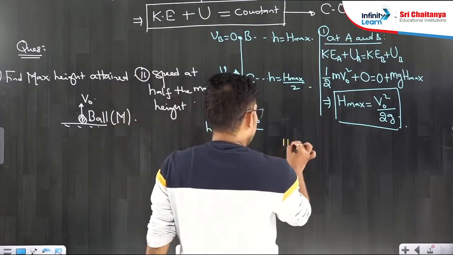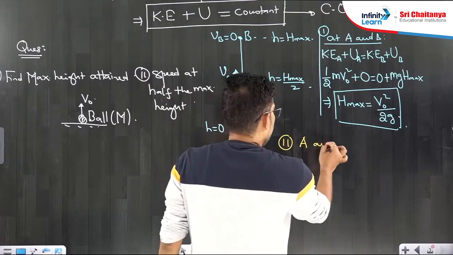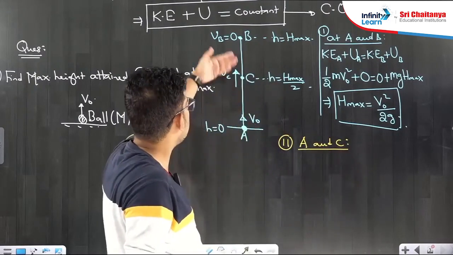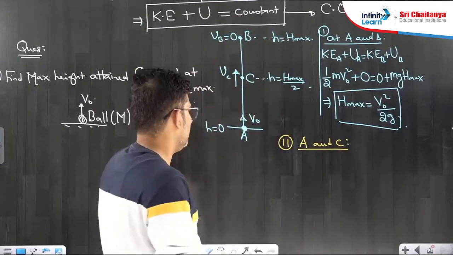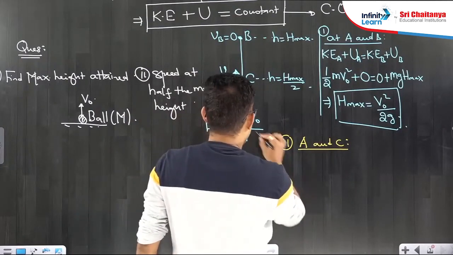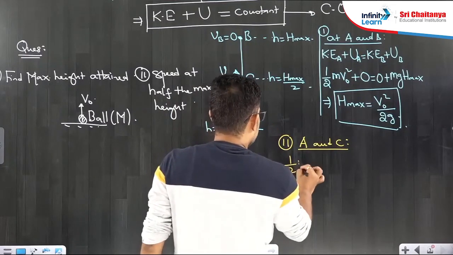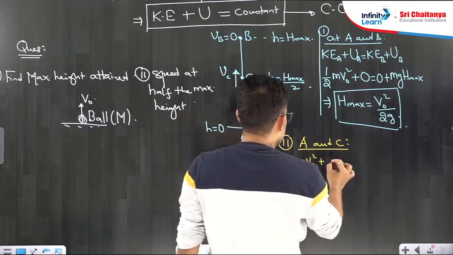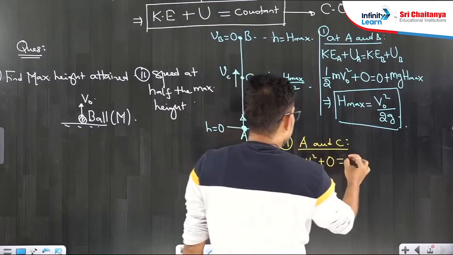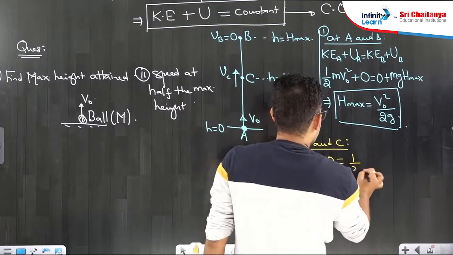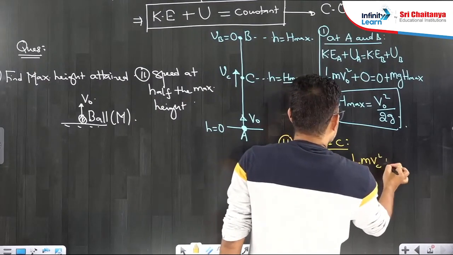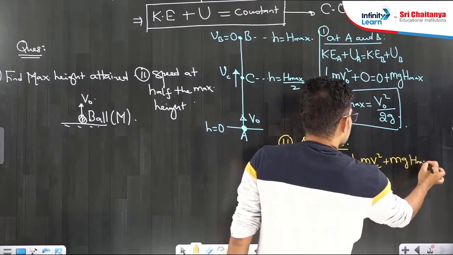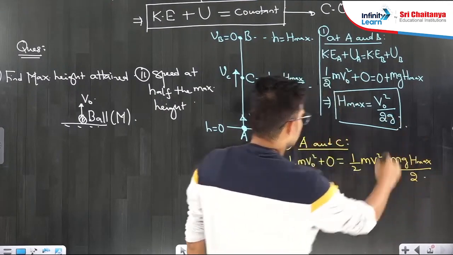Now for second part, if I take A and C, or you can take C and B, whatever, you will get the same answer. A and C if you write, so at A you will write the kinetic energy as half mv naught square, potential energy 0, at C you will write half m vc square, and plus potential energy you will write mg h max by 2. That's it.